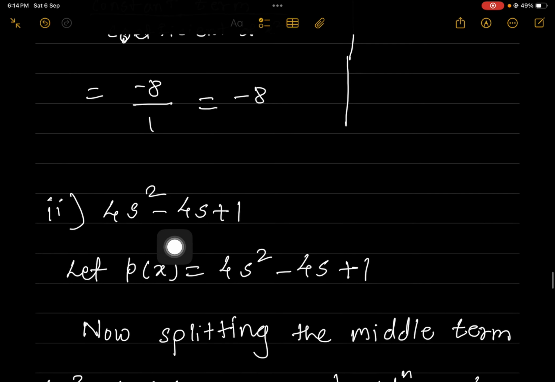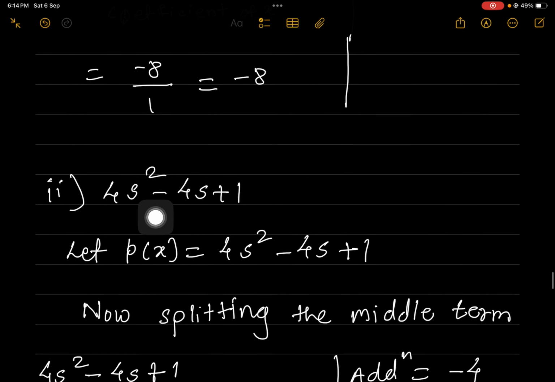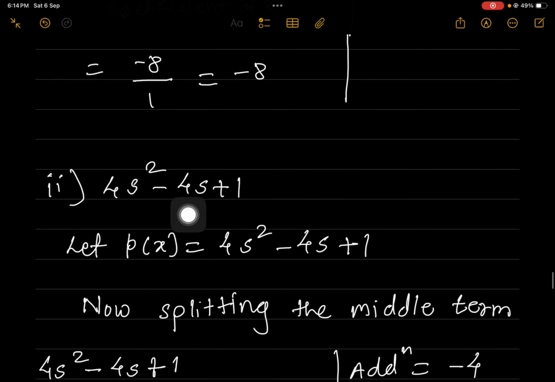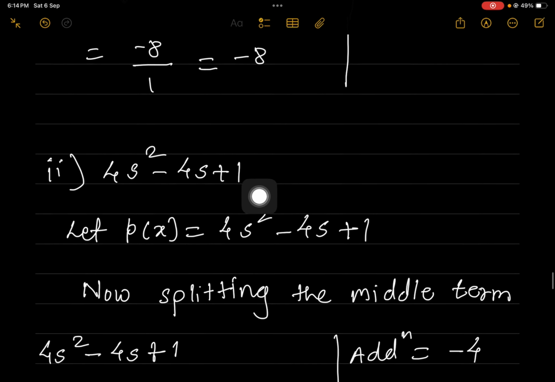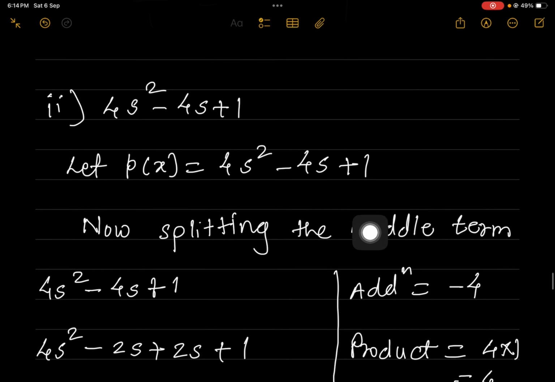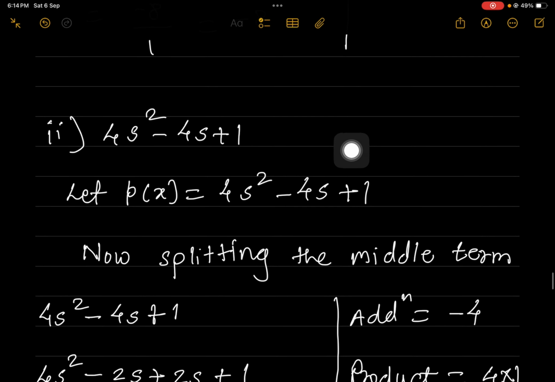In the same way we have to do this here. Second question: 4s square minus 4s plus 1. Again we have to split this middle term. Now what does splitting the middle term mean? We have to find two numbers. Which two numbers?